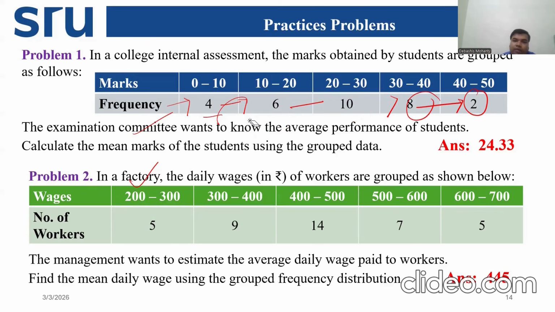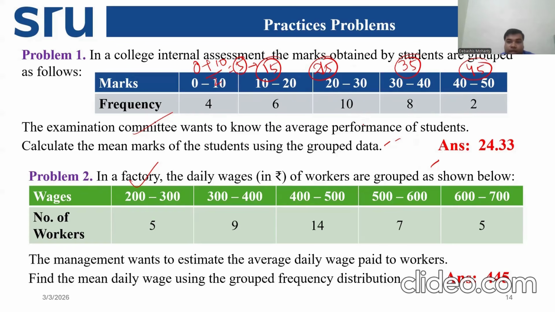So now tell me how to calculate the mean of grouped data. In the first problem I have discussed it, right? So how to calculate it? That is x bar equals sum of fx divided by sum of f, right? So how to calculate the x value? x is the midpoint. Here 0 to 10, 0 plus 10 divided by 2, that is 5, 10 to 20, 15, 20 to 30, that is 25, 30 to 40, that is 35, 40 to 50, that is 45. So these are the x values.